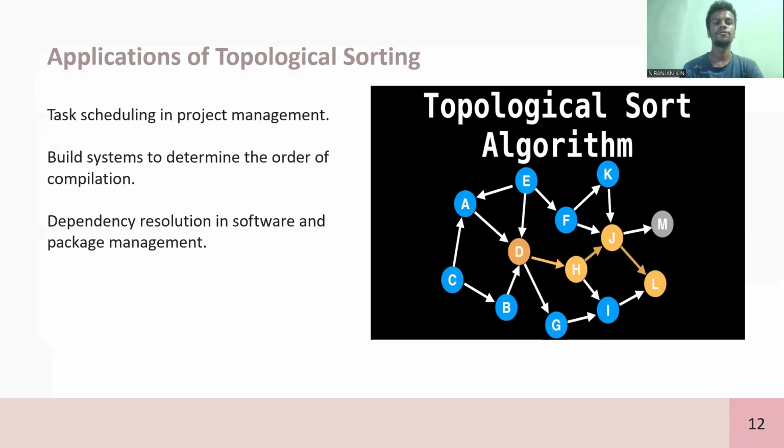So the applications of topological sorting. Task scheduling in project management. Build systems to determine the order of completion. Dependency resolution in software and package management.